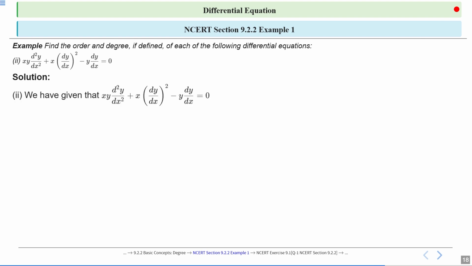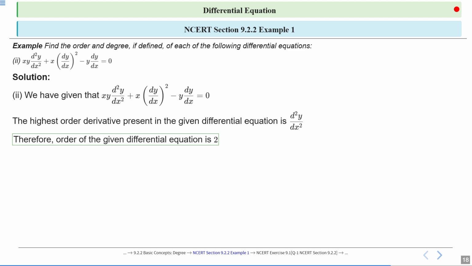We are given that xy d²y/dx² + x(dy/dx)² − y dy/dx = 0. If you observe the given differential equation, the highest order derivative present is d²y/dx². Its order is 2, since we differentiate y with respect to x two times, first dy/dx and then d²y/dx². Therefore, the order of the given differential equation is 2.